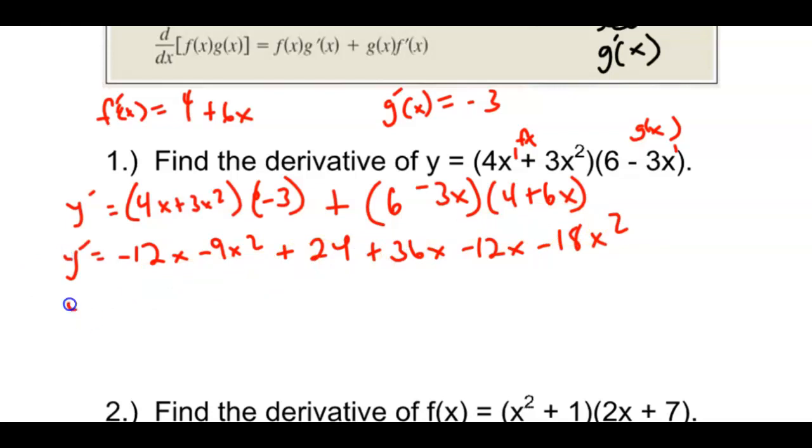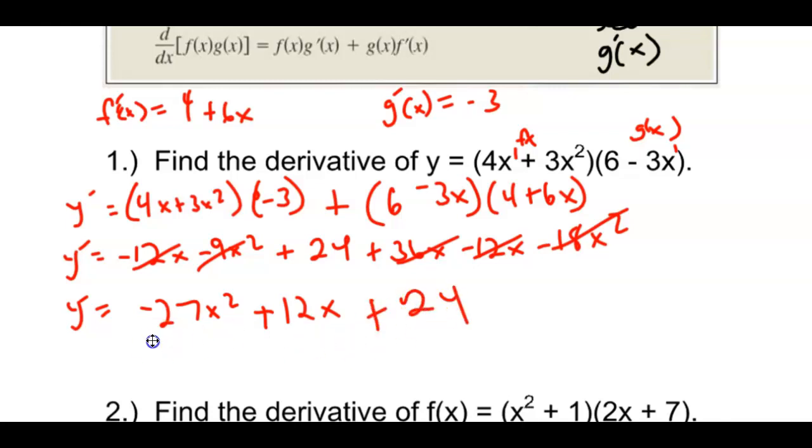And now all I do is combine like terms. So I have -9x squared and -18x squared. That's going to be -27x squared. Then I have -12x plus 36x, and that's going to be 24x, and then 24x minus 12x is 12x. And then I have my only constant, 24. So there's our final answer. This is the derivative of that function above. Again, you can foil this, then take the derivative, and you'll get the same answer. I am aware of that, okay?